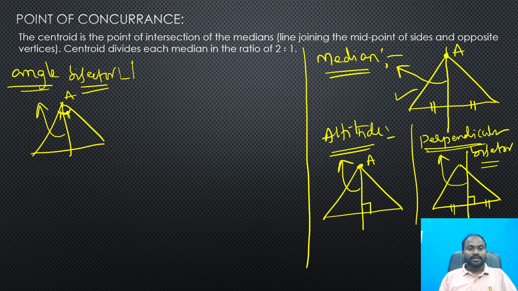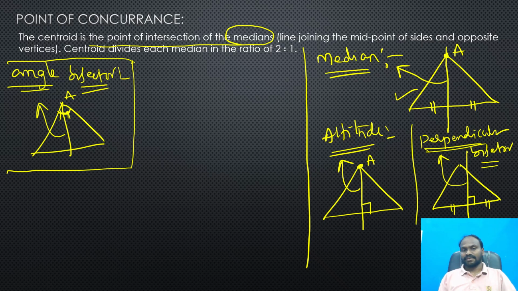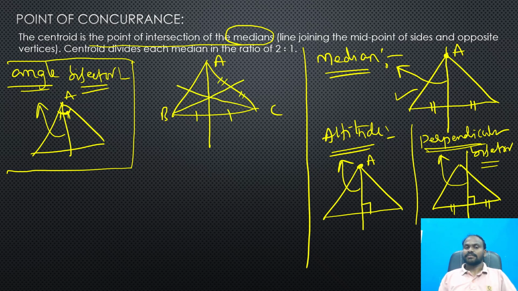Now coming back to the point of concurrence, the first one we are going to discuss is the centroid. Centroid is the point of concurrence of the medians of a triangle. For example, take triangle ABC and draw the median from A to its opposite side, B to its opposite side, and C to its opposite side. In a triangle, all the medians will meet at a point. That point of concurrence is called the centroid, denoted by G.